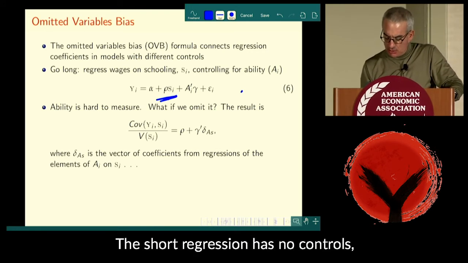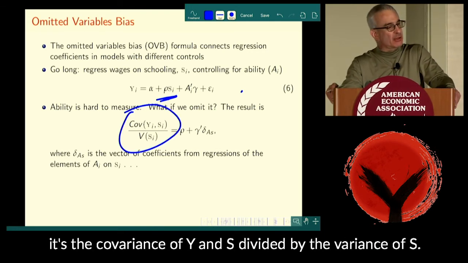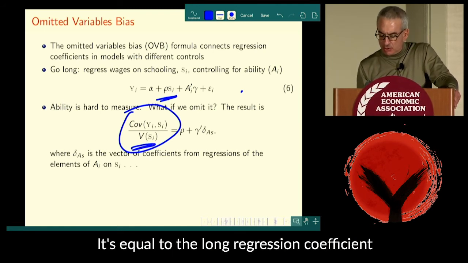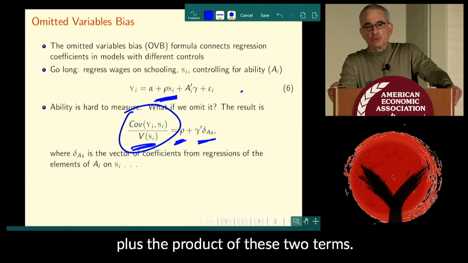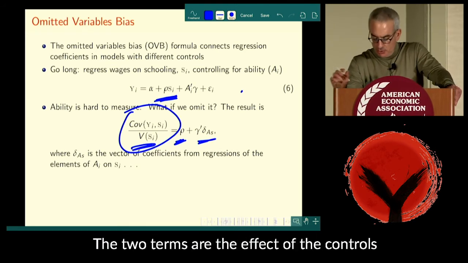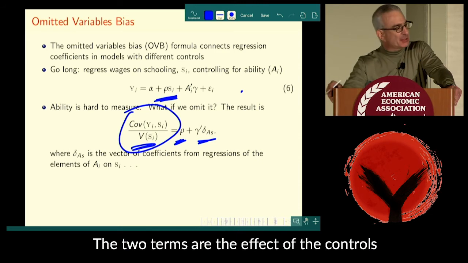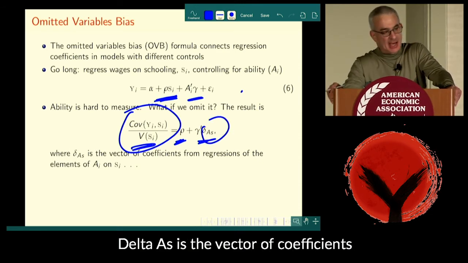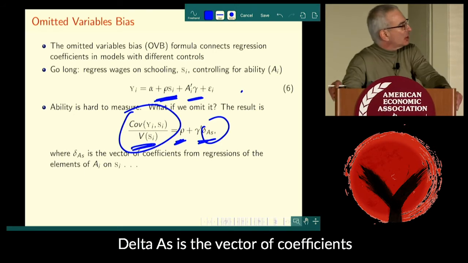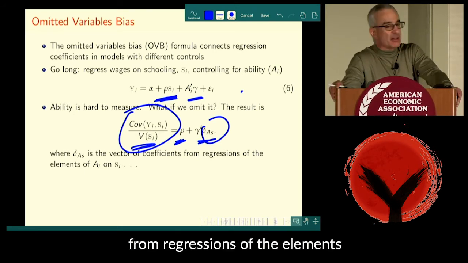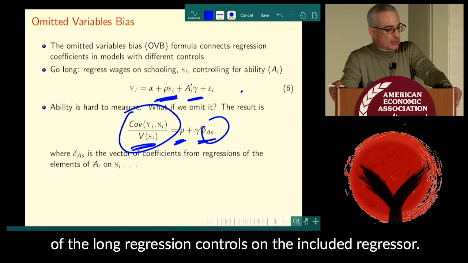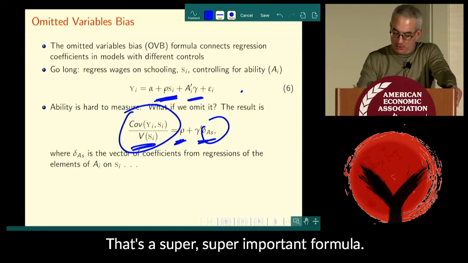So here's the short regression. The short regression has no controls. It's the covariance of y and s divided by the variance of s. It's equal to the long regression coefficient plus the product of these two terms. The two terms are the effect of the controls in the long regression and delta AS. Delta AS is the vector of coefficients from regressions of the elements of the long regression controls on the included regressor. That's a super, super important formula.